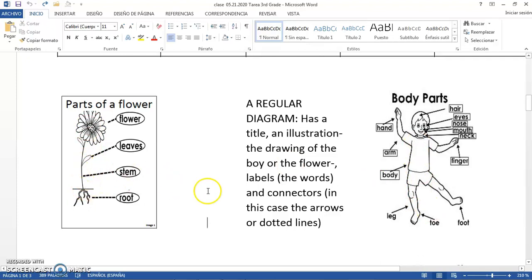Then it has labels, the words: flower, leaves, stem, root. Or here the body parts: hair, eyes, nose. Those are the labels. And it also has connectors. In this case, arrows. These are the connectors, the arrows that you can see here. Or dotted lines, like this here. Dotted lines. These are called connectors.